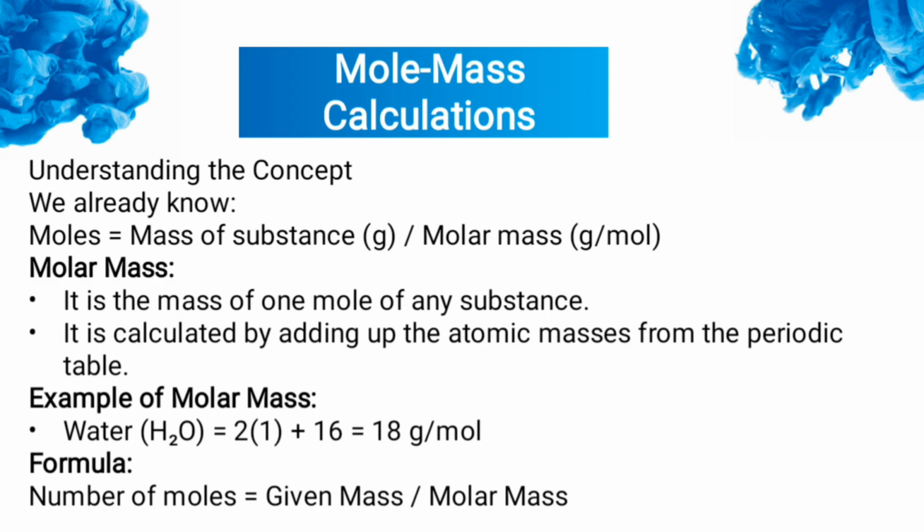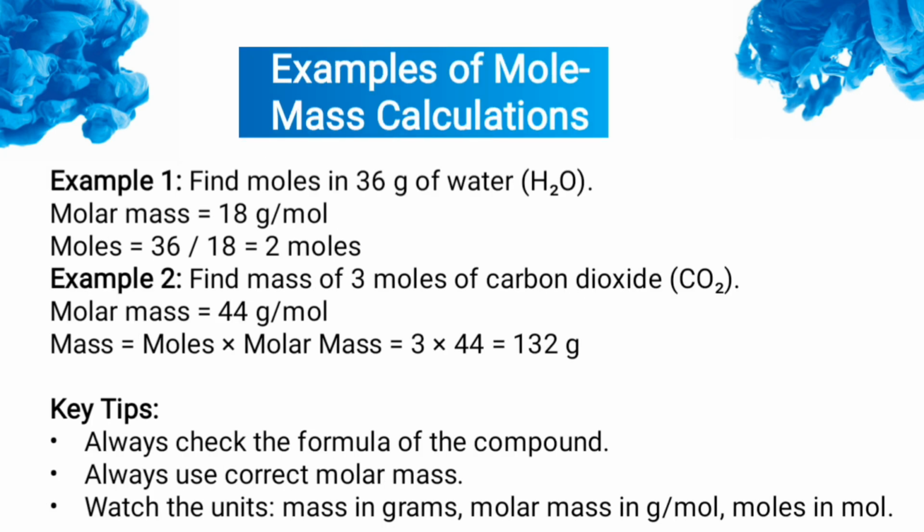Now, examples of mole mass calculations. Example number 1: find moles in 36 gram of water H2O. So we know molar mass of H2O is equal to 18 gram per mole. So mole is equal to 36 divided by 18. It is equal to 2 moles.